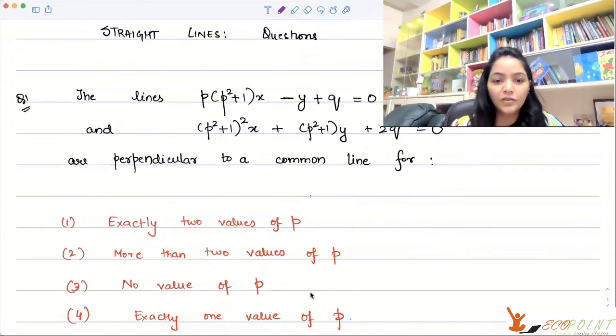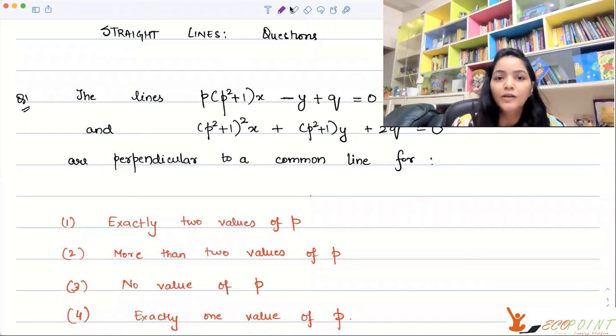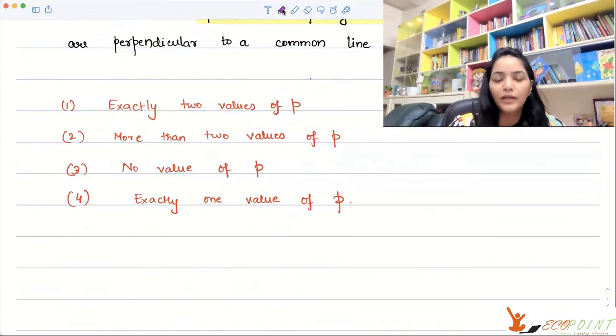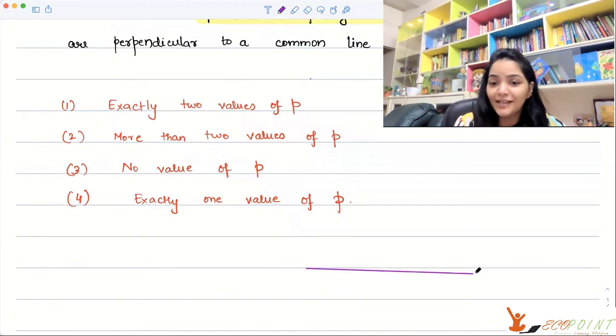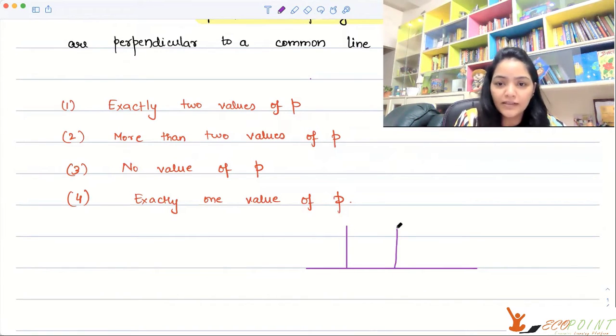Is it exactly two values of p, more than two values of p, no value of p, or exactly one value of p? Let's figure this out. You're given two lines which are perpendicular to the same line. Pictorially, it's going to be something of this sort: you have a line, and these are two parallel lines, like straight 90-degree lines, which means two perpendicular lines.